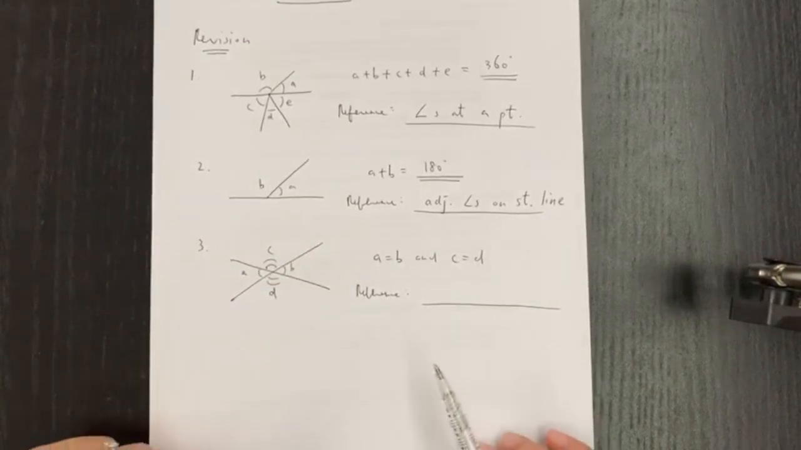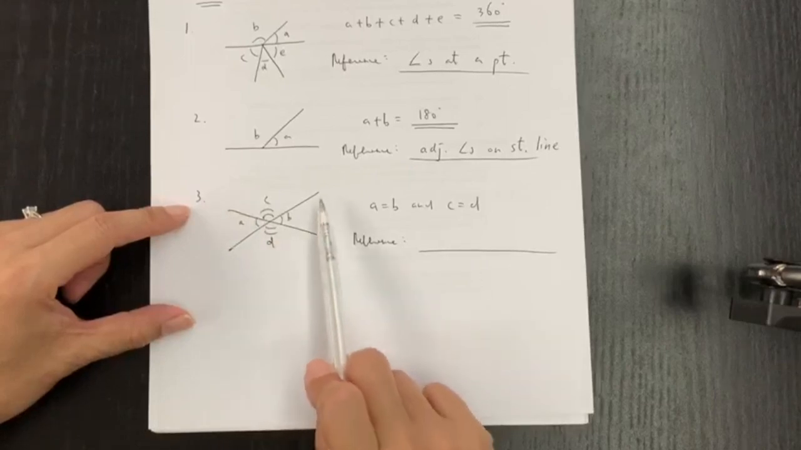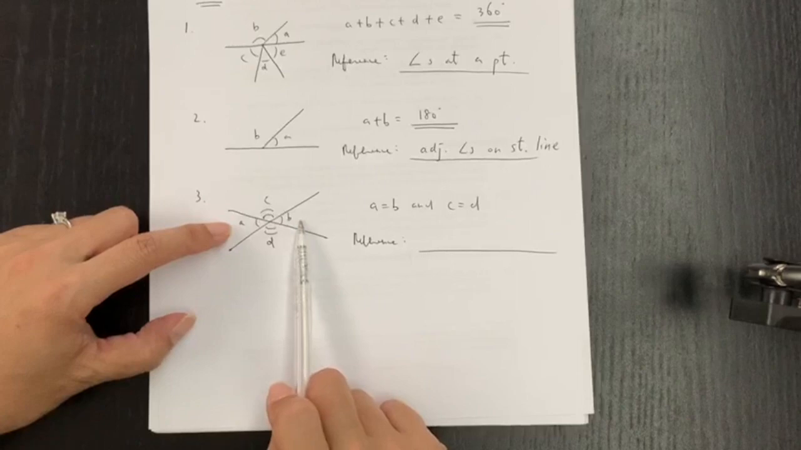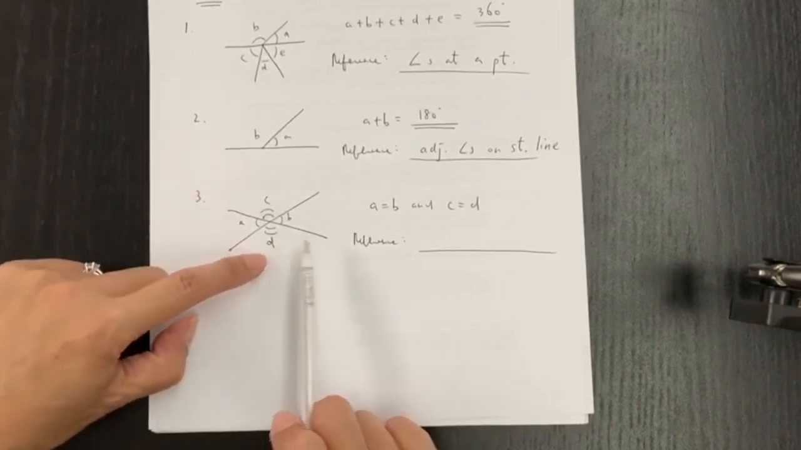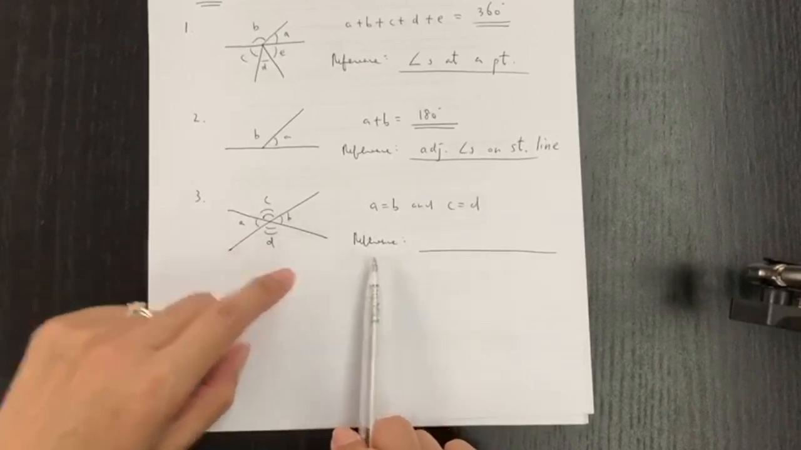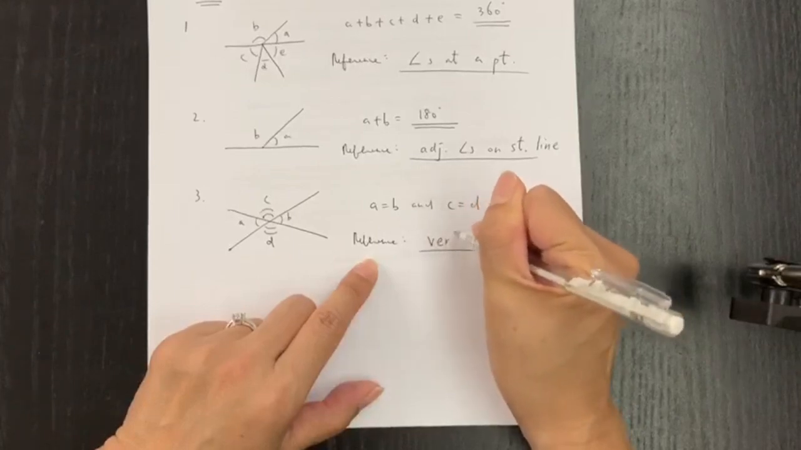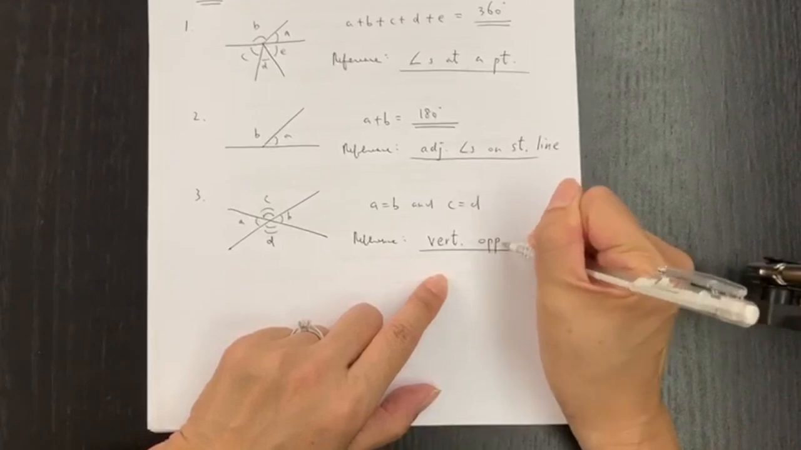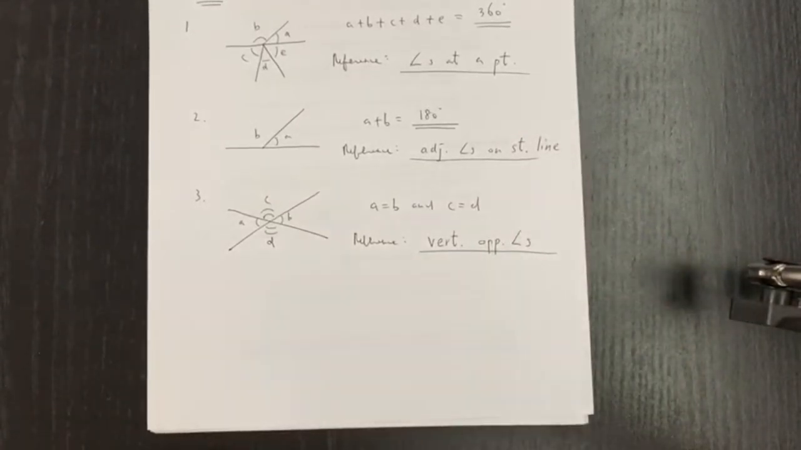All right, very good. Next, you draw these 2 lines, and then we have angle A same as angle B. Remember that? And then we have angle C same as angle D. From these 2 straight lines, remember the reference? We call that vertical opposite angles.